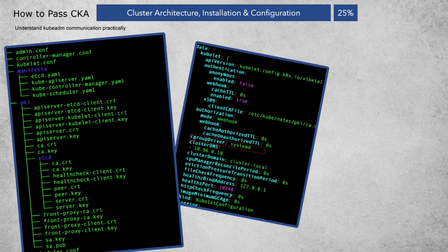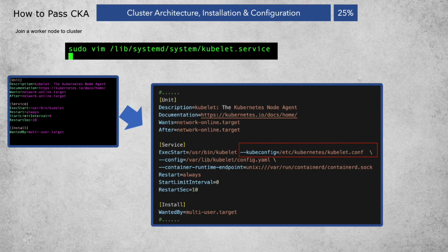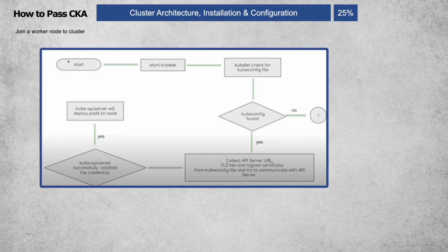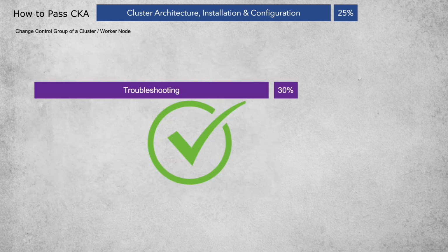Even though setting up a cluster practically won't directly help to solve troubleshooting questions, we still lack a complete understanding of our entire flow. To overcome this, we should manually add a node to the cluster. Only then will we gain the confidence to tackle any troubleshooting questions. Moreover, knowing how to change the control group driver of a worker node will make us familiar with all the configuration files. This profound knowledge will help us to solve any type of troubleshooting questions during a CKA exam.